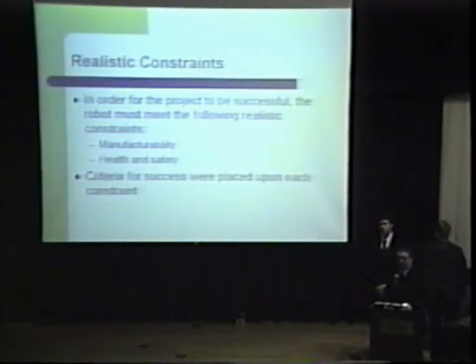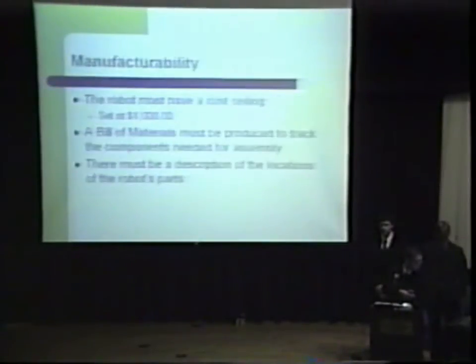As far as realistic constraints, the robot had to meet constraints for manufacturability and for health and safety, and we placed criteria for success on each constraint. To pass for manufacturability, we set a cost ceiling at $1,000. We figured that was a decent level for cost of manufacturing. We also set up a bill of materials for all the components that were put into the robot, and we described the locations and assembly for actually building the robot.